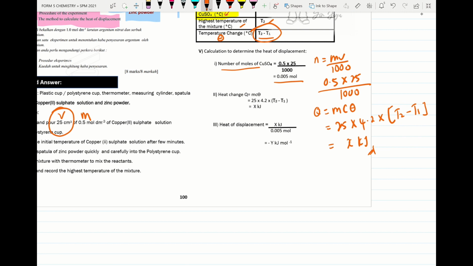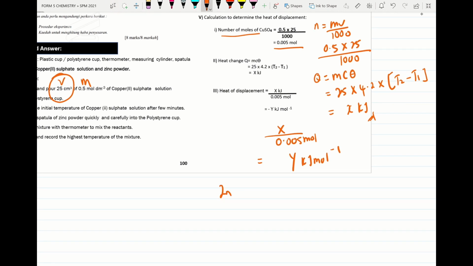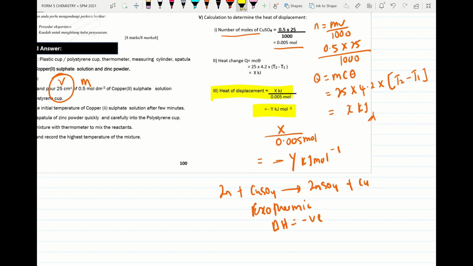So next one, we need to find the heat of displacement, and please remember we take the x kilojoule divided by the number of moles, 0.005 mole. All right, so we put y kilojoule per mole. All right, so please remember the reaction between zinc and copper 2 sulfate solution to produce zinc sulfate plus copper is an example of an exothermic reaction. Therefore the heat of the reaction must have a negative symbol, so I put a negative symbol here. All right, so this is the answer that students must remember.